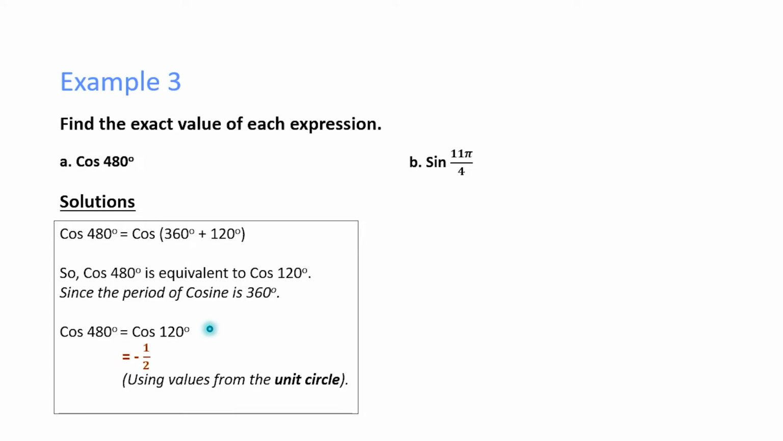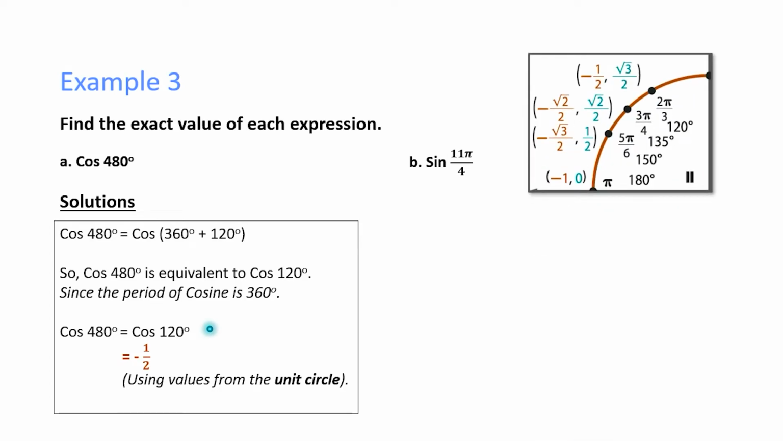And using the values from the unit circle from the previous page, we have cos of 120 degrees over here is (-1/2, root 3 over 2). But remember that cosine is only the x coordinate. So the answer to cos 480 degrees is -1/2.